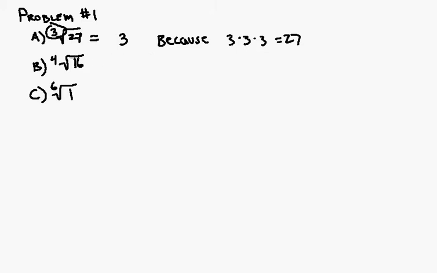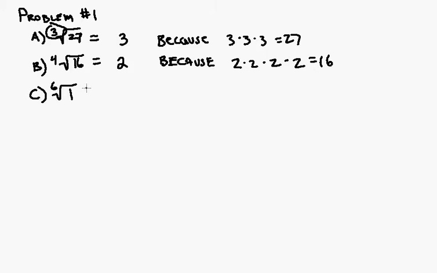Here, the 4th root of 16 on B asks you what number could you use as a factor 4 times that would equal 16. And our answer would be 2, because 2 times 2 is equal to 4, times 2 is equal to 8, times 2 equals 16.